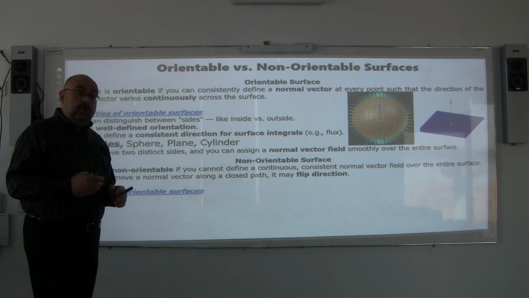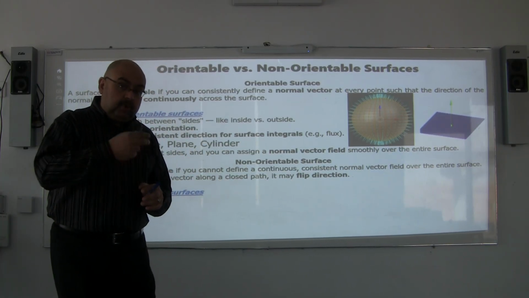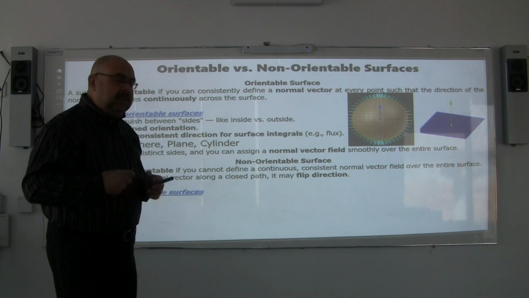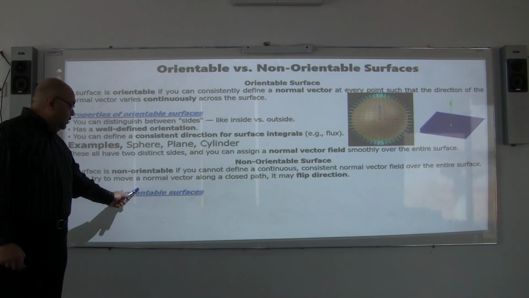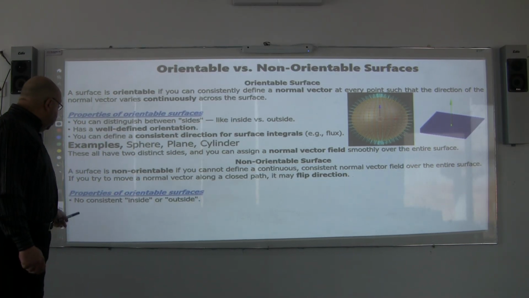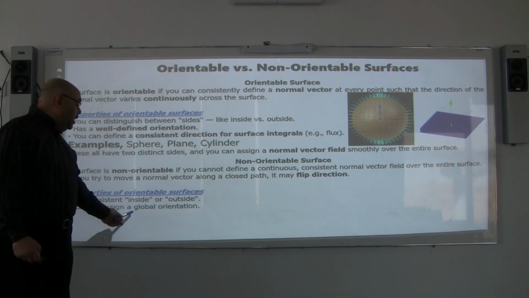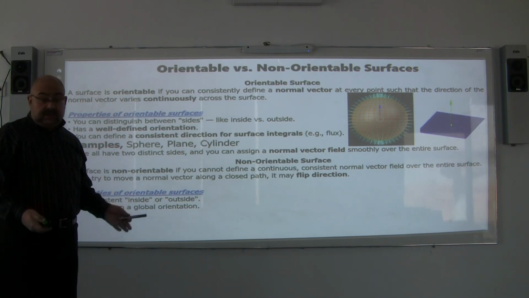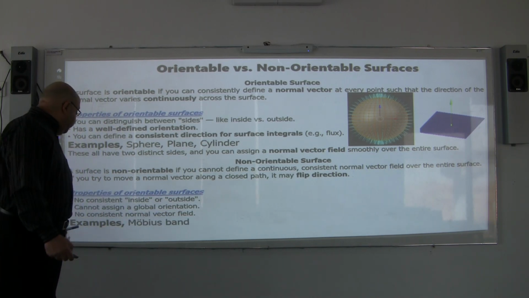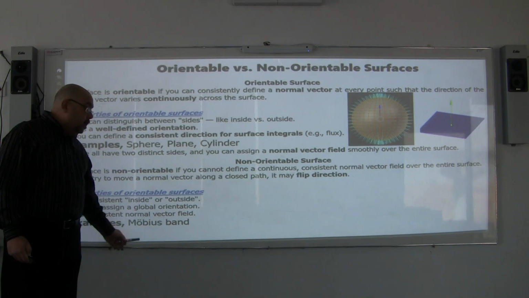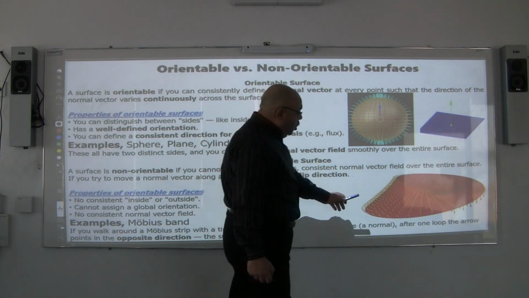You won't be able to define the outer and the inner, and the normal vector will be changing between the inside and the outside directly. As you can see, the properties of non-orientable surfaces: no consistency inside or outside, as I told you, they change. You cannot assign a global orientation, since they are not stable. The normal vector field is non-consistent, as I told you. And of course, one of the obvious examples is the Mobius band. And you will see here, once more, the shape of this is the Mobius strip.